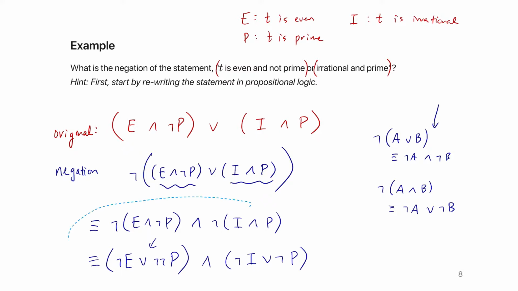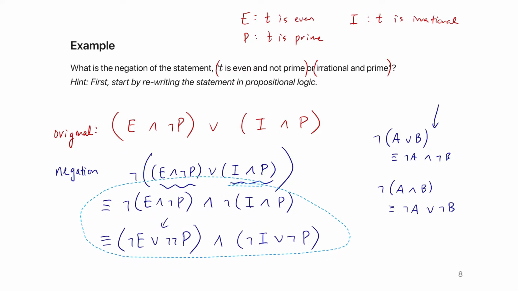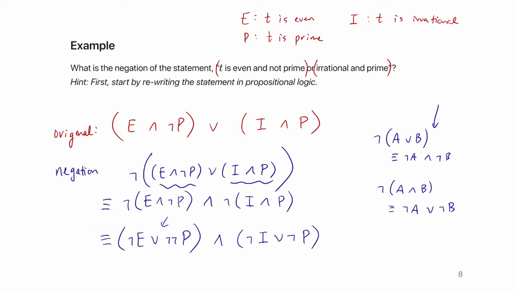So move this up a little. Okay, and our last simplifying step: well, what's a double negative? We can just sort of cancel that out. So we have not E or P, and not I or not P.